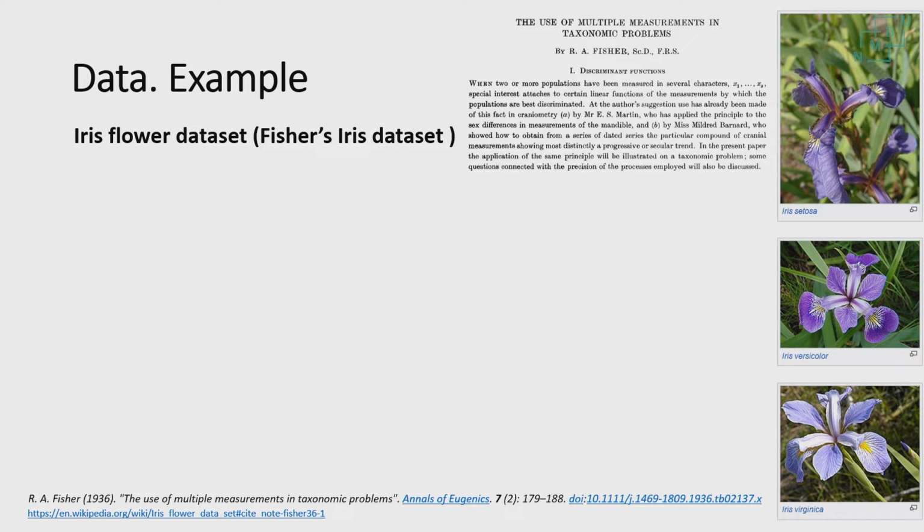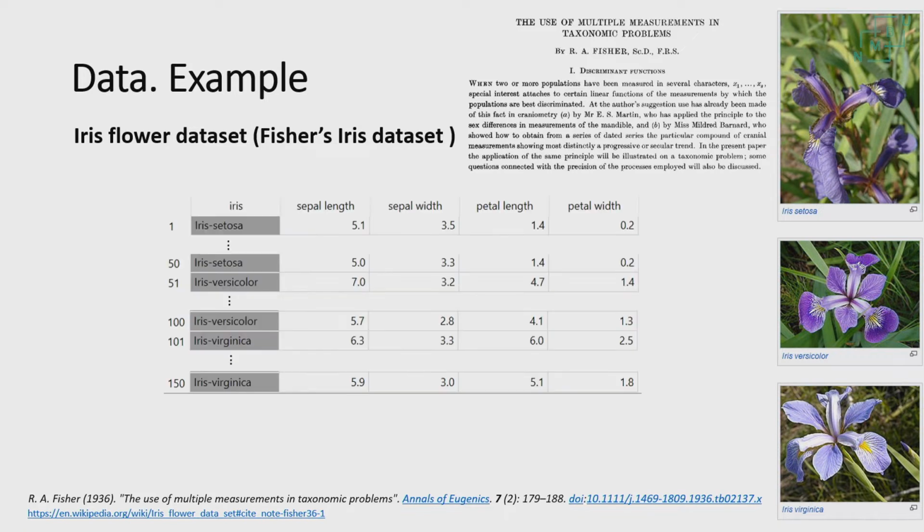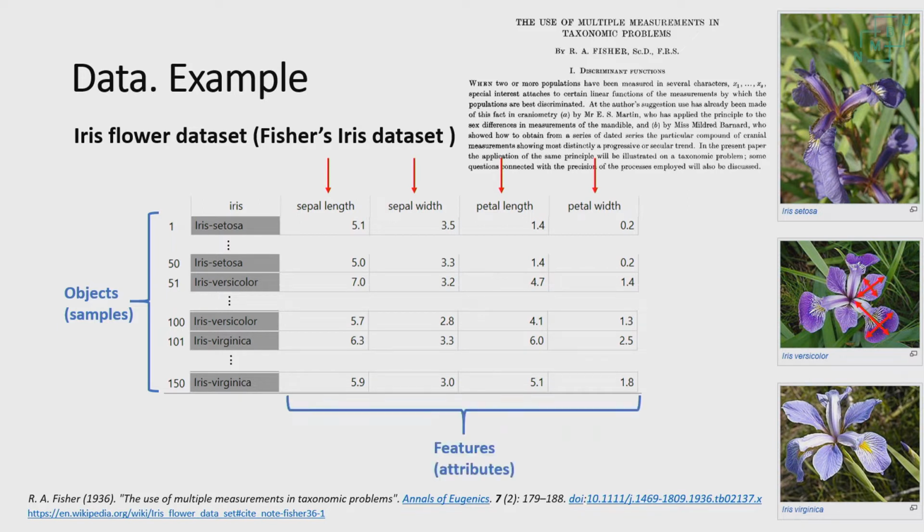To do that, 50 flowers of each species were measured, resulting in the data set of 150 samples, or objects in the data. For each sample, 4 different measurements were taken: sepal length, sepal width, petal length, and petal width. You can see it on the figure. So these are so-called features or attributes. Each sample has a so-called label or response variable. This is the class belongingness of each sample.